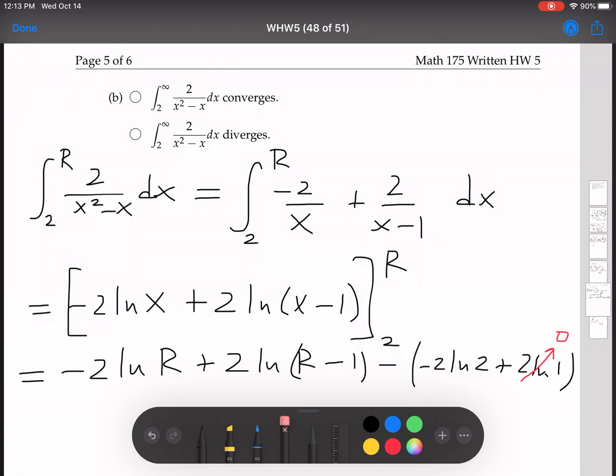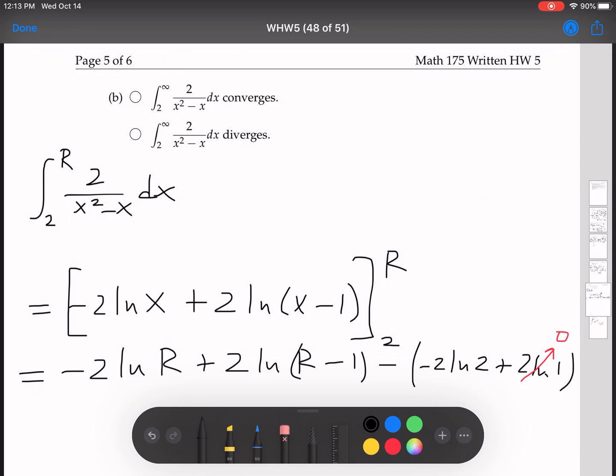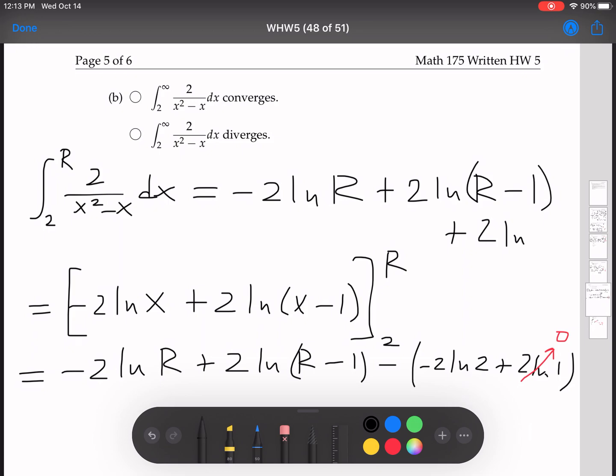So with all this work, we find that this is equal to negative 2 ln r plus 2 ln of r minus 1 plus 2 ln 2. Right, so distributing that negative through, that would be a plus there. This is just 0, so we don't need to worry about that.